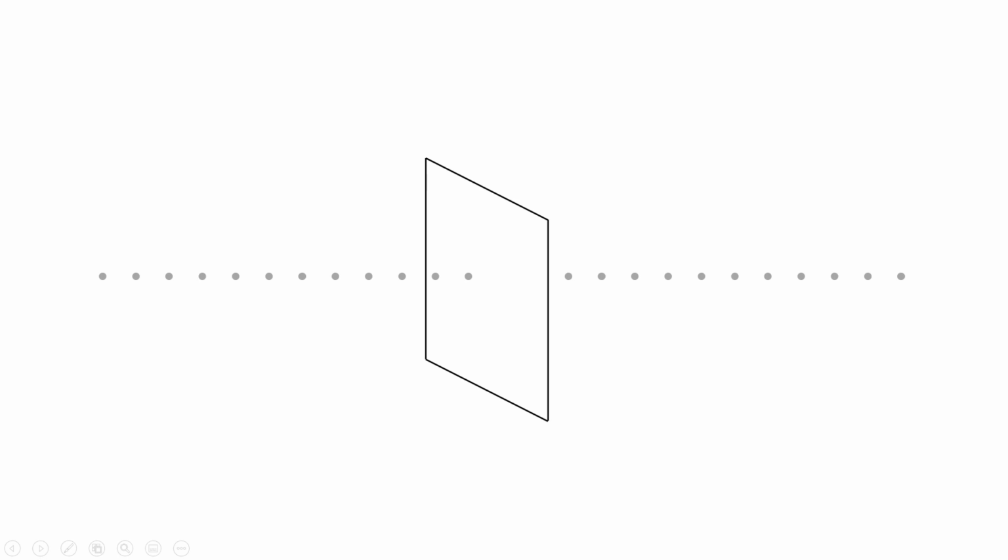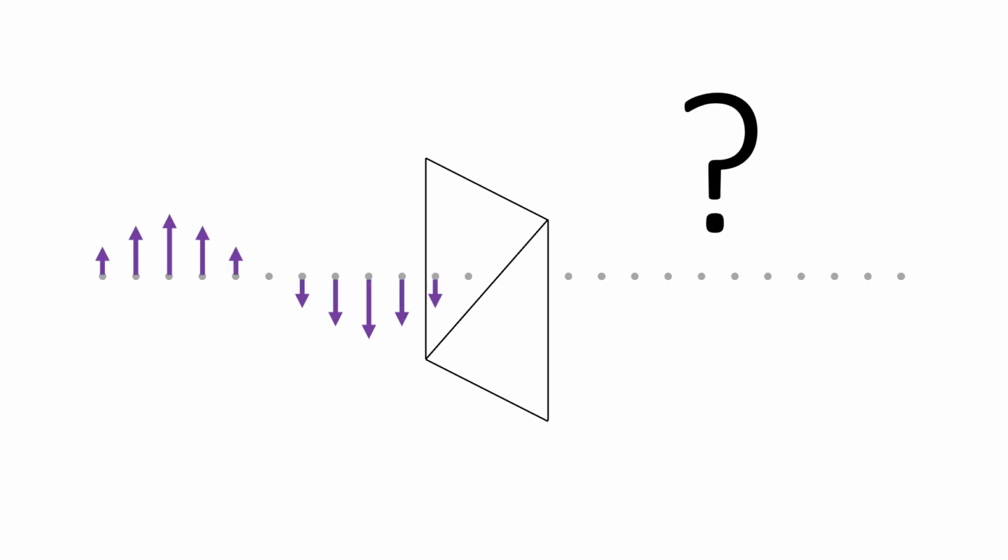But what if we take this filter and we make the transmission axis at an angle? What happens? Does some get through? Which way is it oscillating? How much is there on the other side?